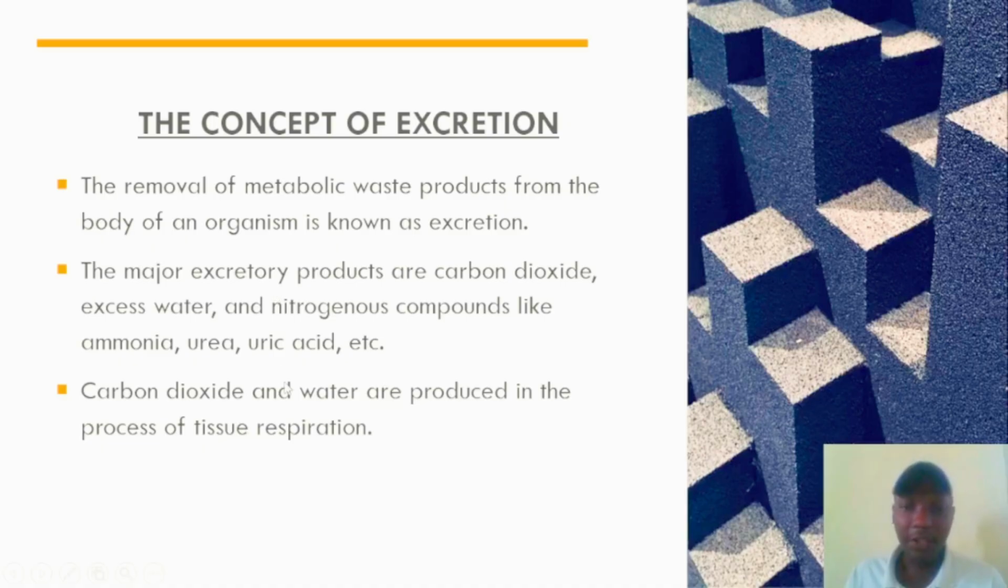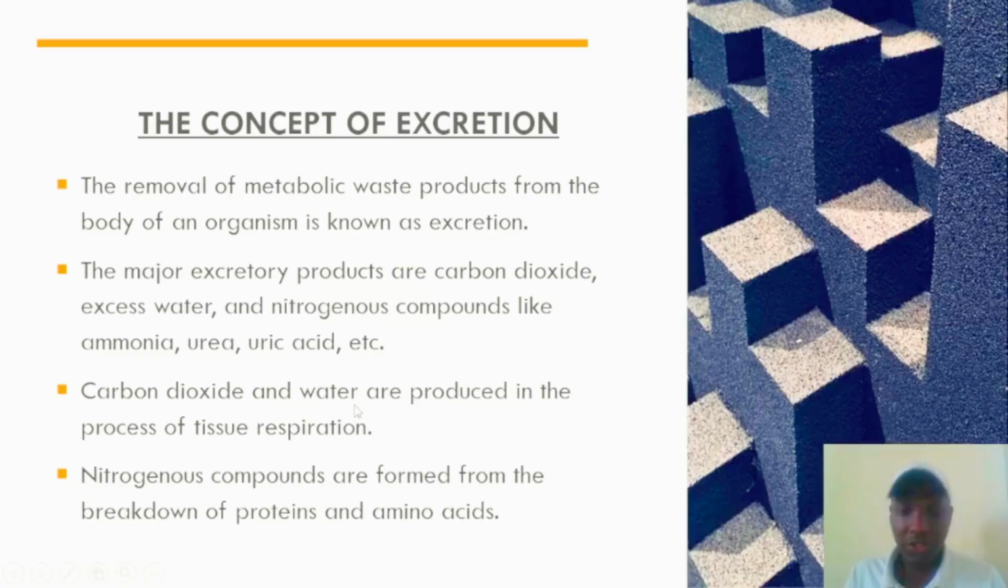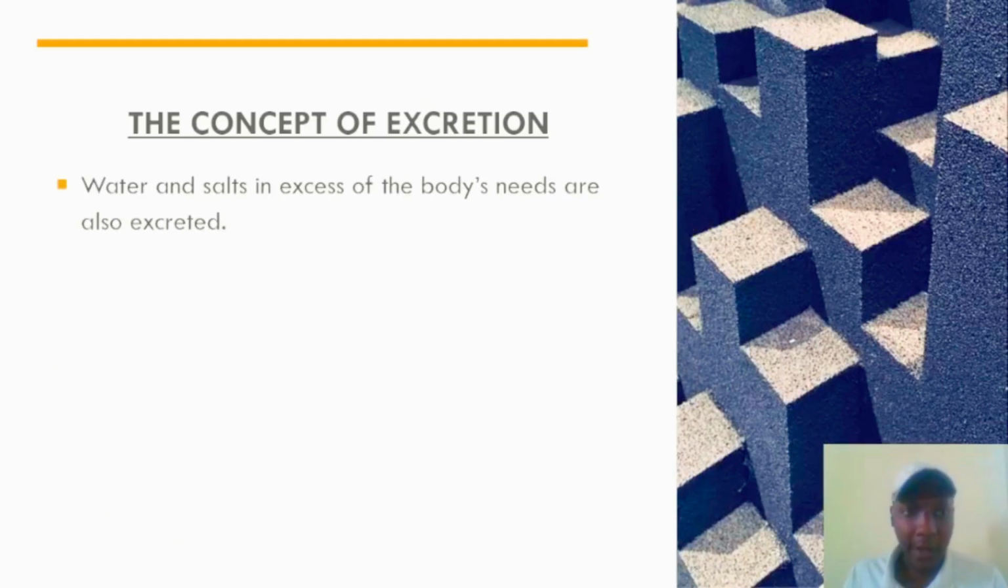The carbon dioxide and the water are produced in the process of tissue respiration. Nitrogenous compounds are formed from the breakdown of proteins and amino acids. So there you see how these byproducts are produced. Water and salts in excess of the body's needs are also excreted.